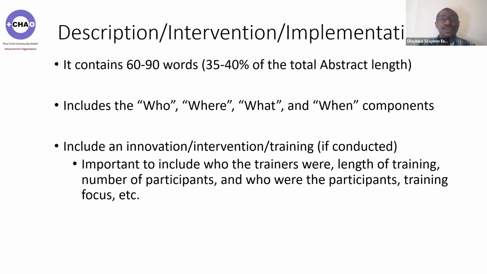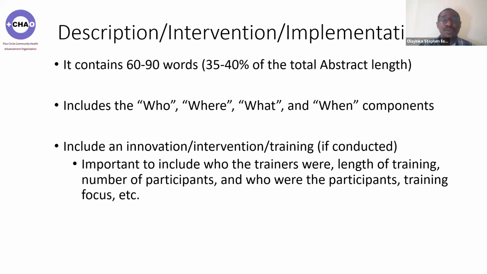Now, going to the description or the intervention of the implementation, that's more like the steps. What are the practical steps that you took in ensuring that the work was done? Now, in a full research abstract, this is just like the methods. But in a project or program abstract, they call it description of what was done, or the intervention that you put in place, or how the implementation was done. And usually it contains about 60 to 90 words when you are targeting writing about a 300 words abstract. This should be almost 1/3, like 35 to 40% of the total abstract length.